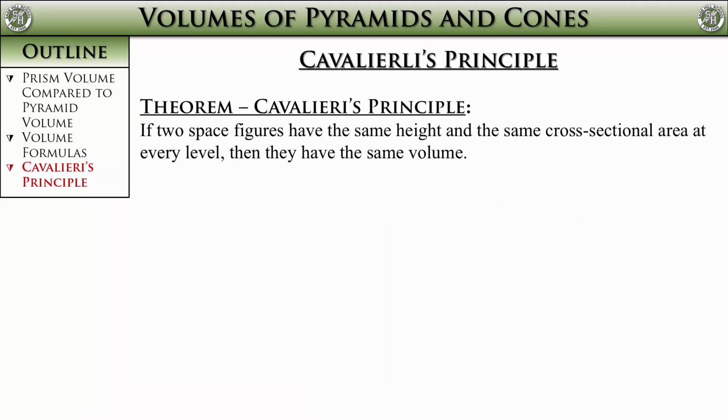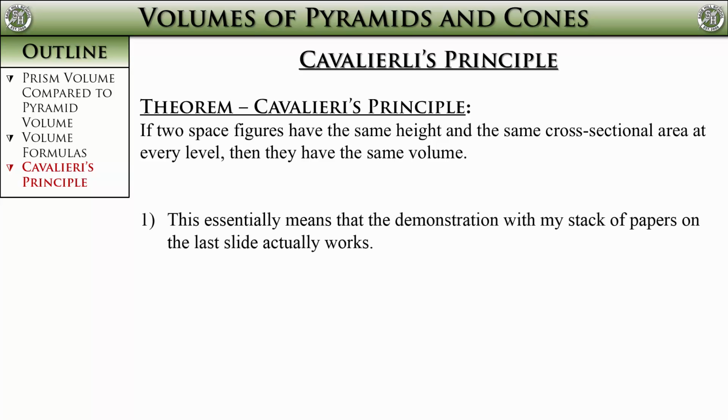Cavalieri's principle is a very mathy way of saying that same concept. The actual theorem and what it says are not that crucial. What we want to take away from Cavalieri's principle is this. It essentially means that my demonstration with my stack of papers on the last slide actually worked. But that isn't the crucial bit. What was I trying to show with my stack of papers?